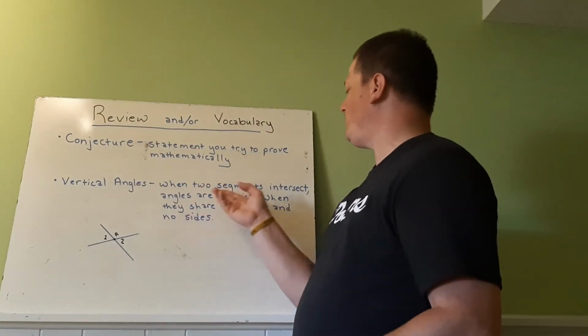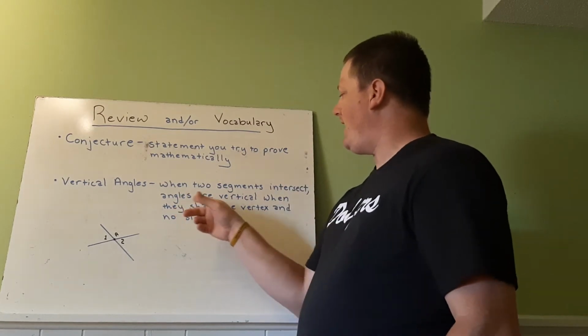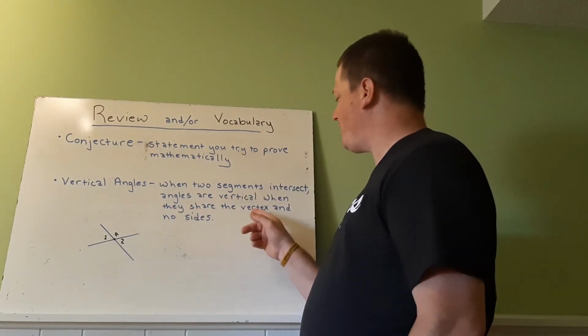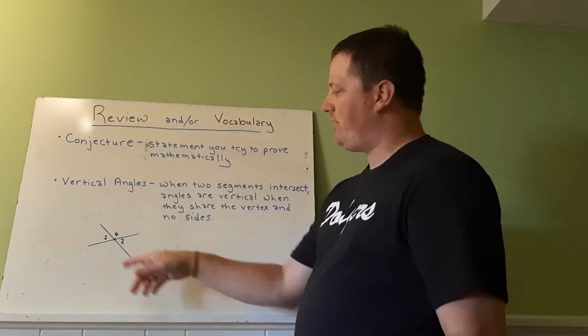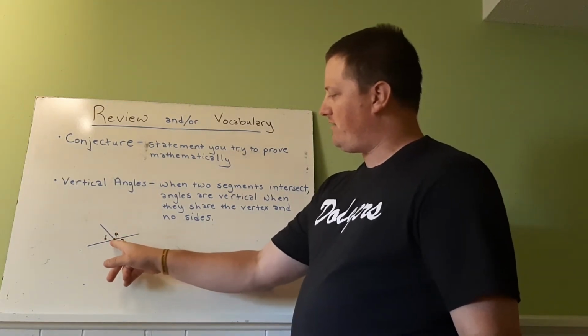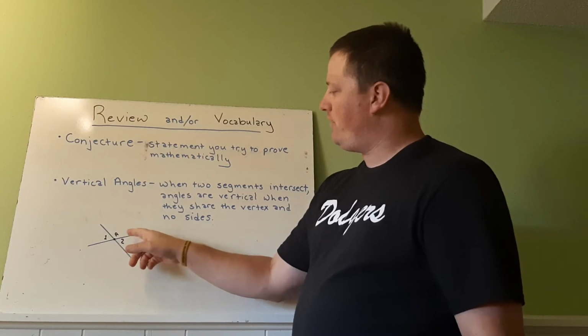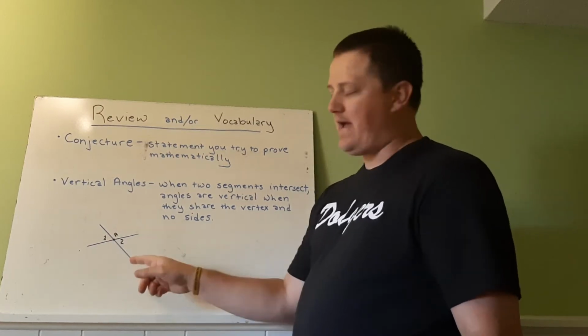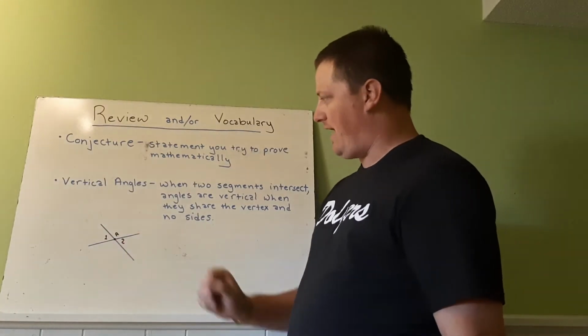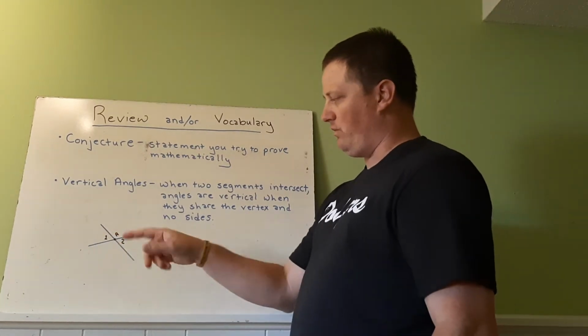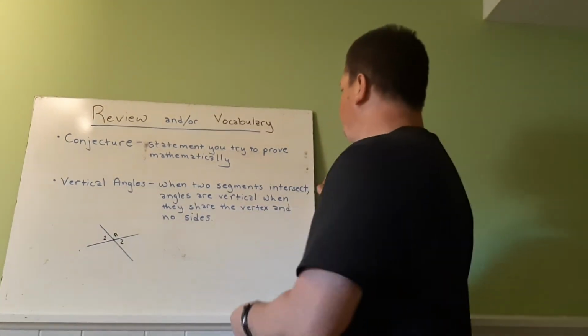Vertical angles. When two segments intersect, angles are vertical when they share the vertex and no sides. So here angle 1 has the vertex at A, and here are the two sides. And angle 2 has a vertex at A. They share A, but they don't share the sides. So 1 and 2 would be considered vertical.